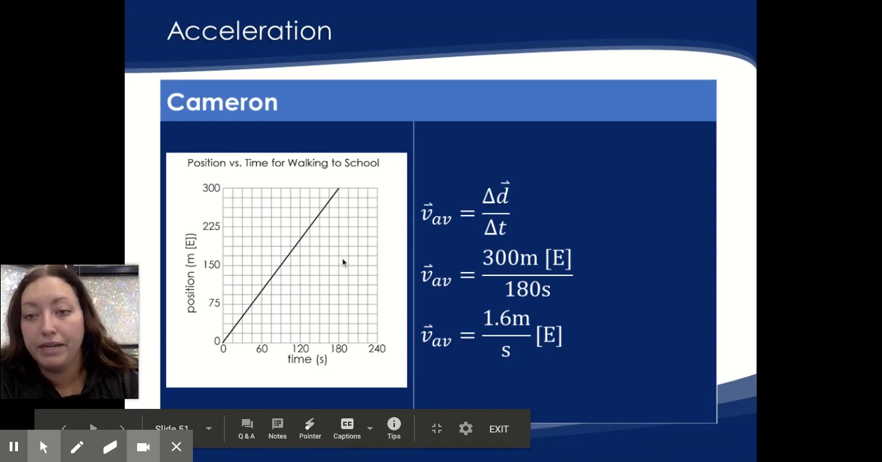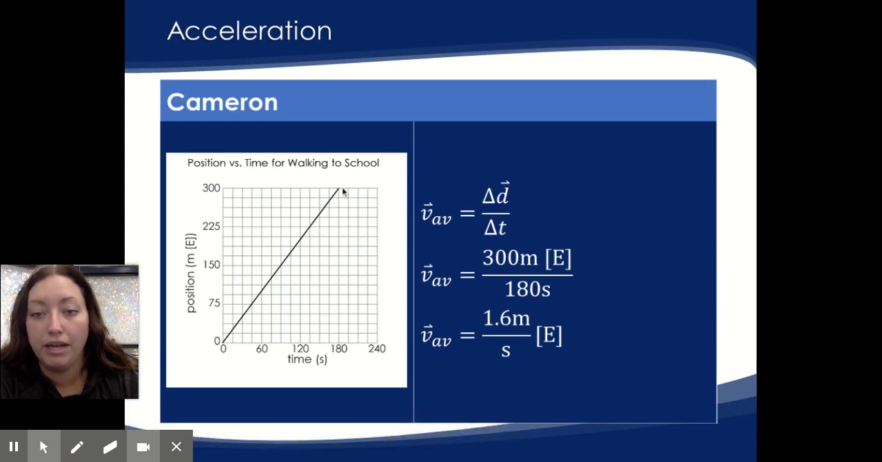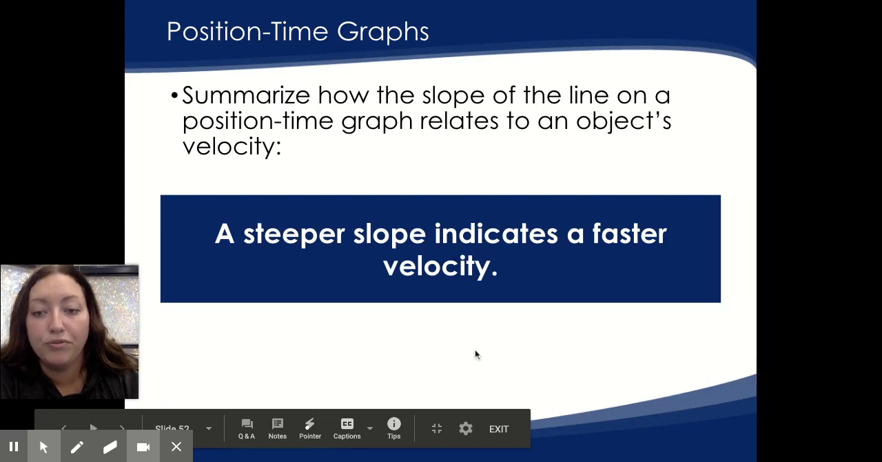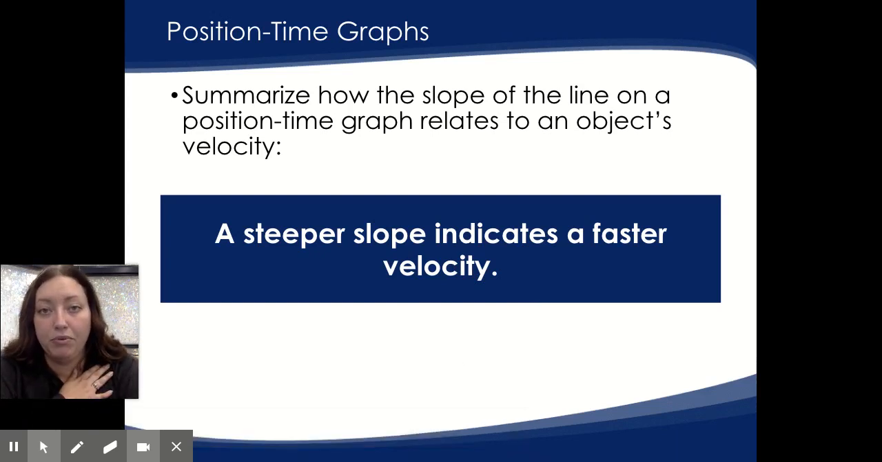And then Cameron down here. So Cameron is going 300 meters in 180 seconds. So he kind of falls in between. So his velocity is going to be 1.6 meters per second east. Okay, so hopefully you noticed the steepness of those lines. On a position time graph with a linear scale, the steeper your slope indicates a faster velocity.